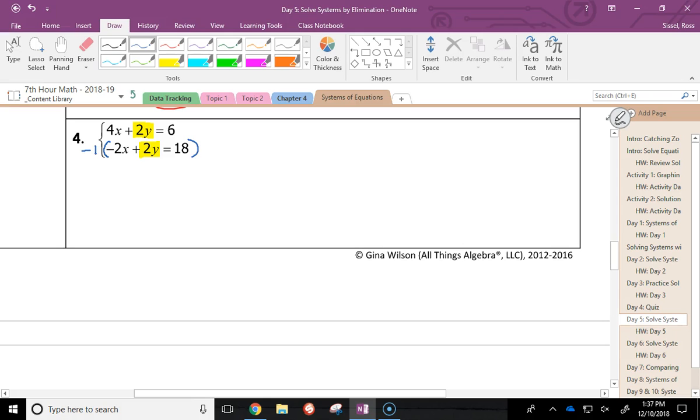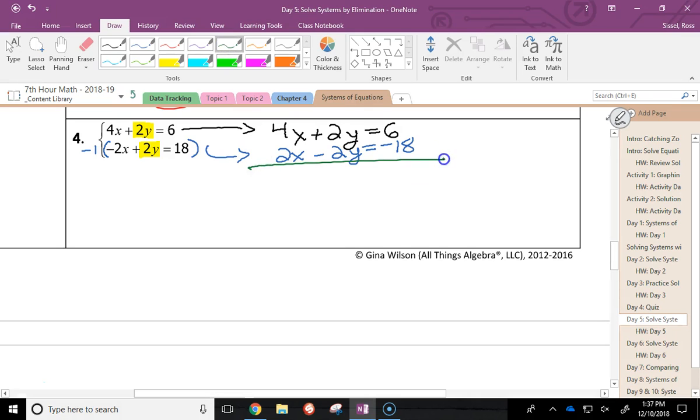So, I will have 4x plus 2y equals 6. That's my first equation. My second equation, after I times by negative 1, what will be my equation? Positive 2x, negative 2y. Perfect, Ricky. Negative 2x becomes 2x. Positive 2y becomes negative 2y. Positive 18 becomes negative 18.